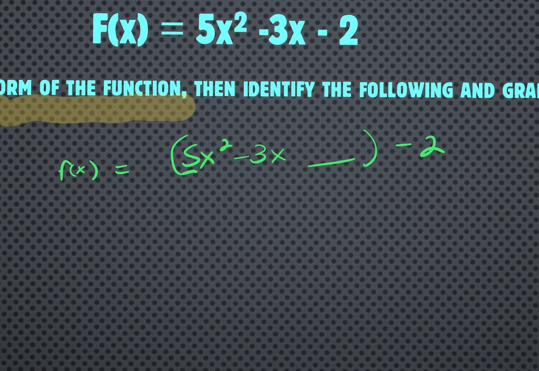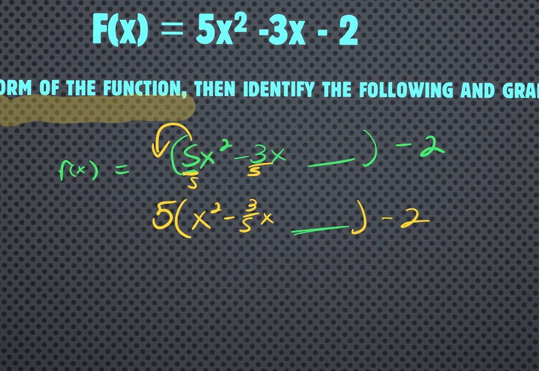There's a number on the front of the x term, so I have to take it out. So 5 goes outside. I divide both of these by 5. And again, most of you did pretty good up to here. Then I have to find this missing term.